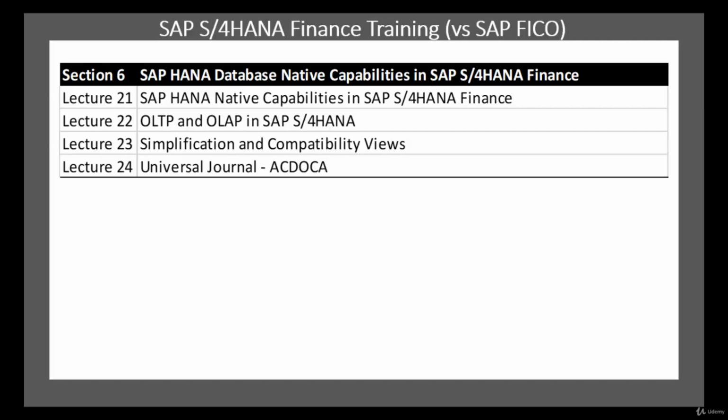And then there will be a lecture on simplification and compatibility views, as SAP HANA database simplifies the data model, and now it consists only of the essential tables which record business data and has expired index tables and aggregate tables. And as a replacement, it has introduced compatibility views.